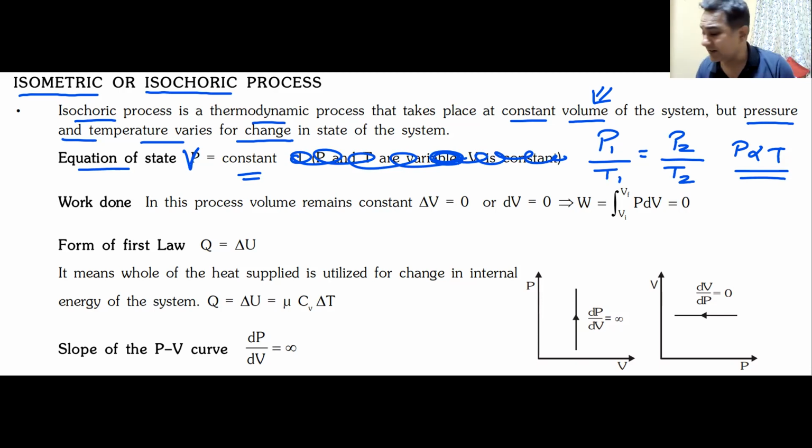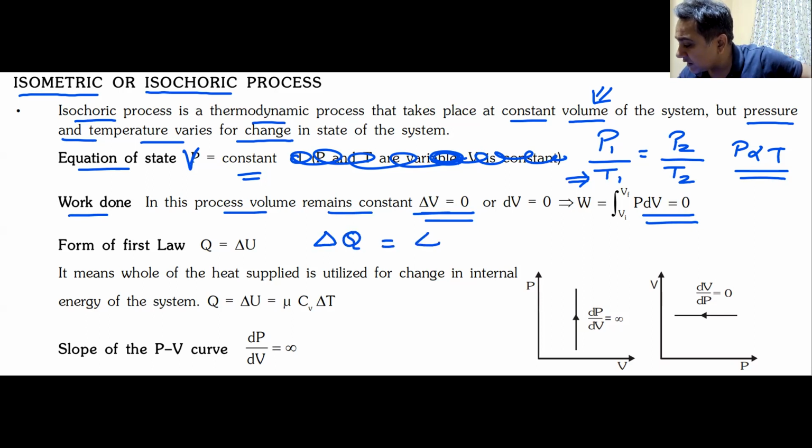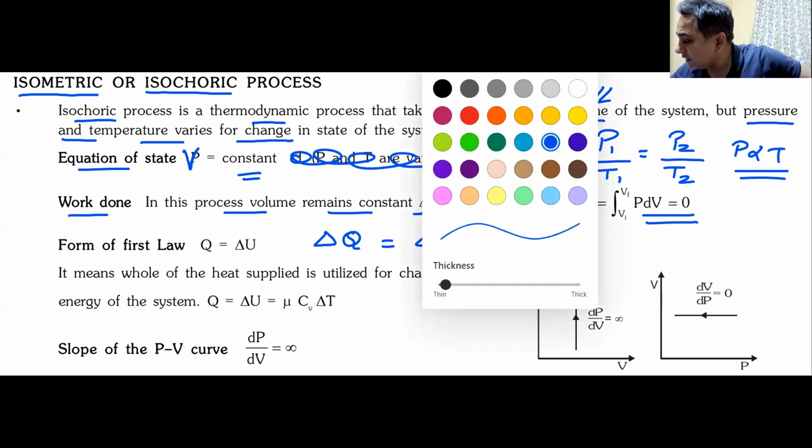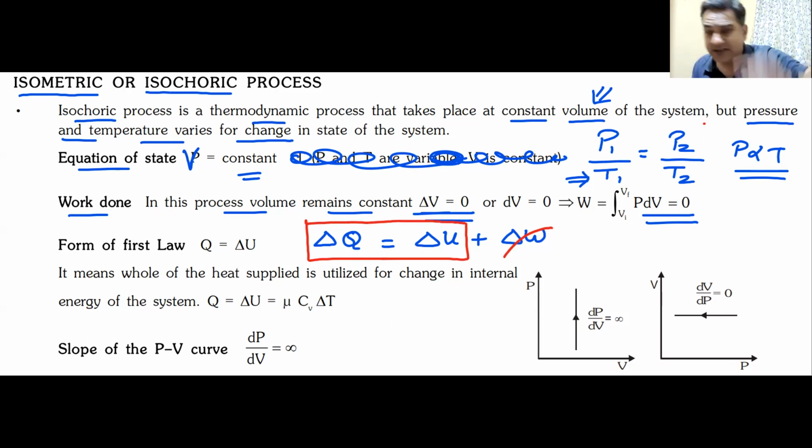Remember, everything has to be in SI units. This temperature has to be in Kelvin. Remember that. Kelvin. P1 by T1 should be equal to P2 by T2. The work done in this process, remember, there is no change in the volume. The work done is zero. Do we understand this? Well done. Then the first law is delta Q is equal to delta U plus delta W. Here, as you can see, work done is zero, and therefore we have the equation that delta Q is equal to delta U. Do we understand this?